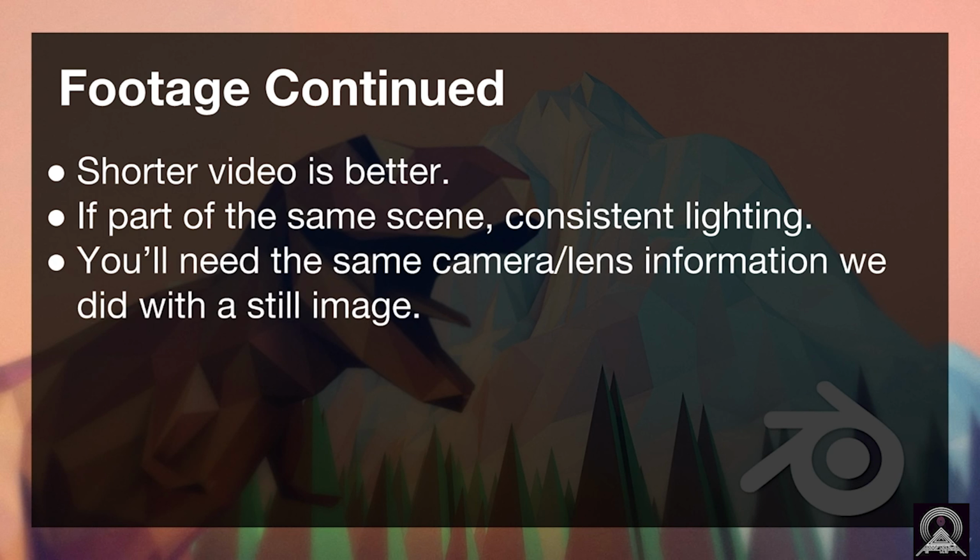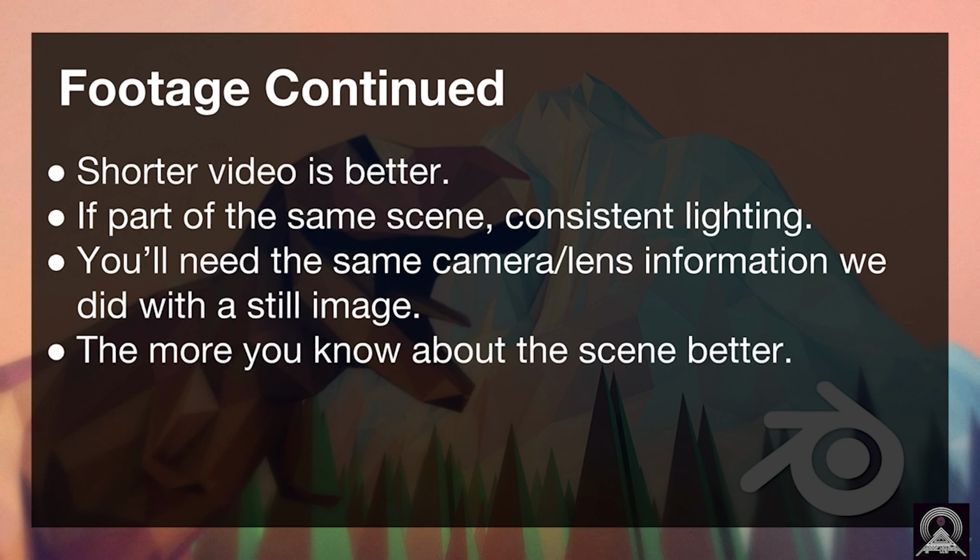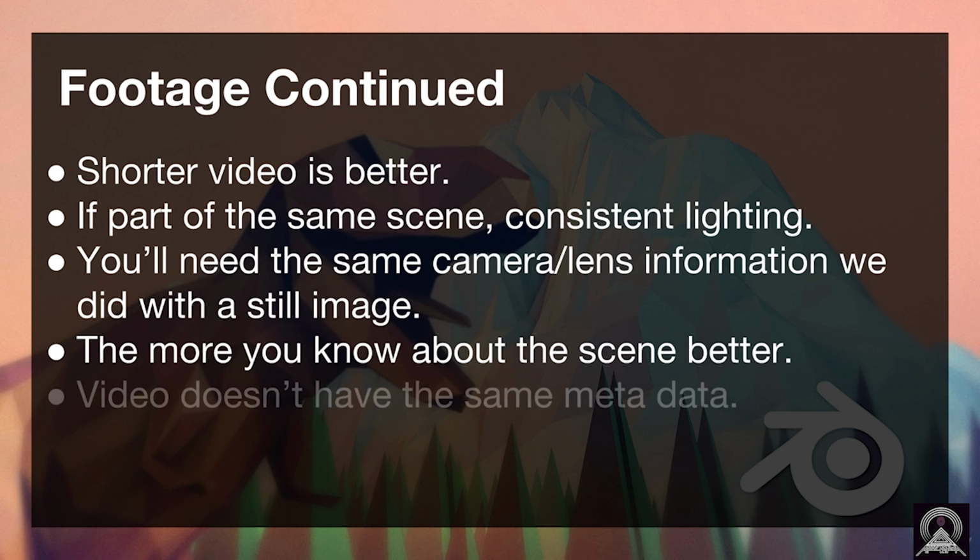Now, you will need the same camera and lens information that we did with the still image, and this can be problematic. The more you know about the scene, the better. So this is one of these instances where you better even know the camera person who took the video, and they know the details about the video, or it's one you've taken yourself. Otherwise, it can be very difficult because the video does not have the same metadata that a picture has. Very rarely have I ever seen the information for a video contain anything other than its resolution and maybe its frame rate as well as its size and all that lot. So that's going to leave us a bit in the dark if you don't have that information.